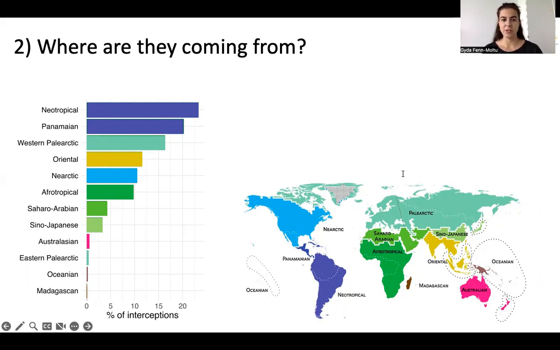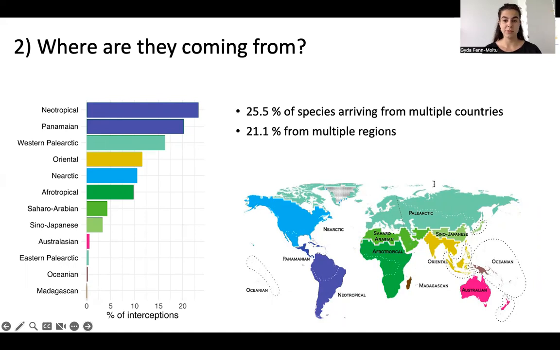Biocontrol agents are generally introduced from a single population to avoid problems with intraspecific variation in host preferences. But what happens when they're arriving by accident? If we look at the records identified to species level, a quarter of the species were recorded coming from more than one country, and 21% from more than one biogeographic region. This has implications for their genetic diversity and could increase their establishment success and potential for causing ecological impacts.